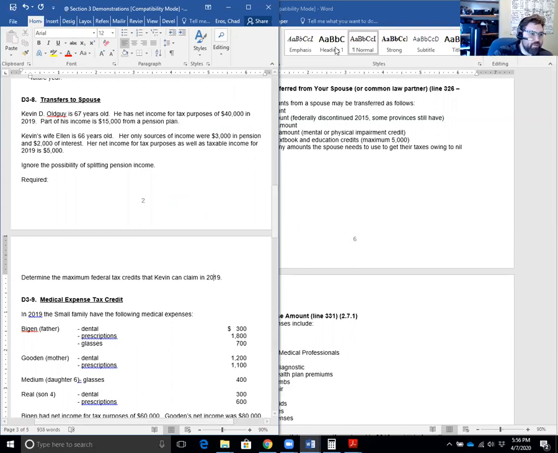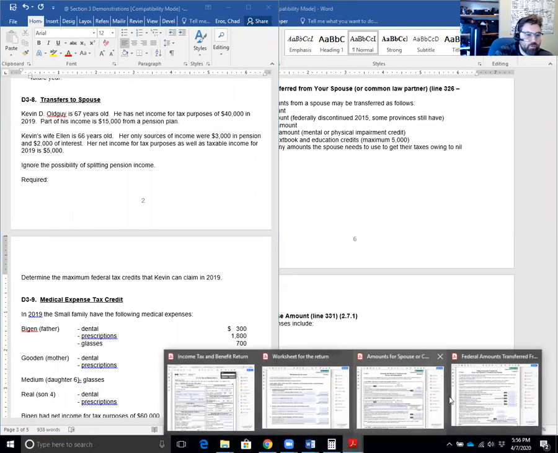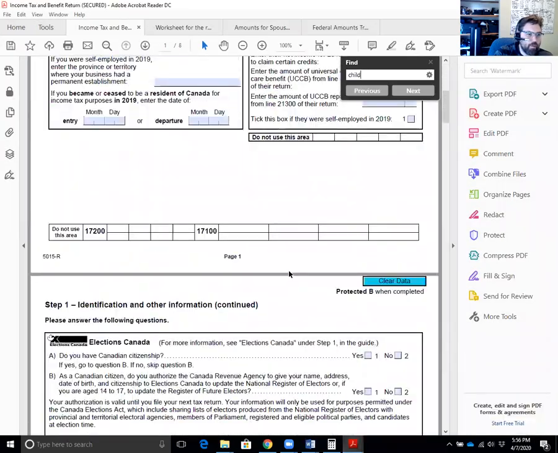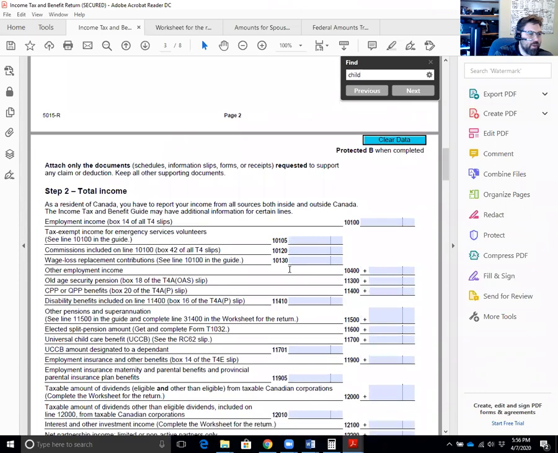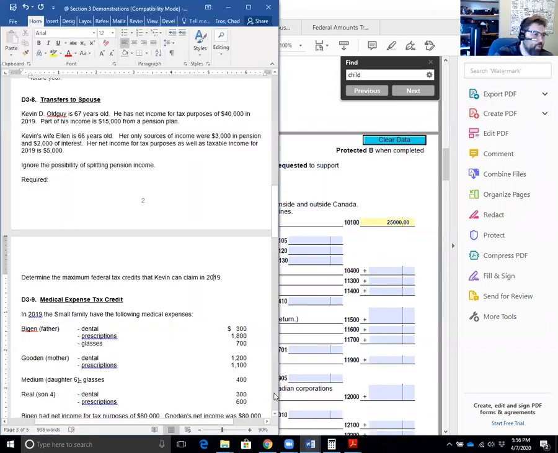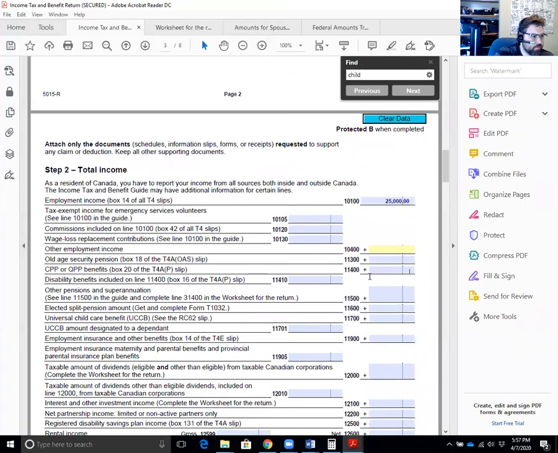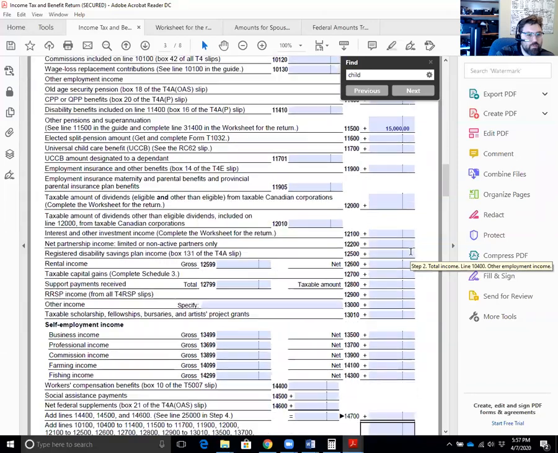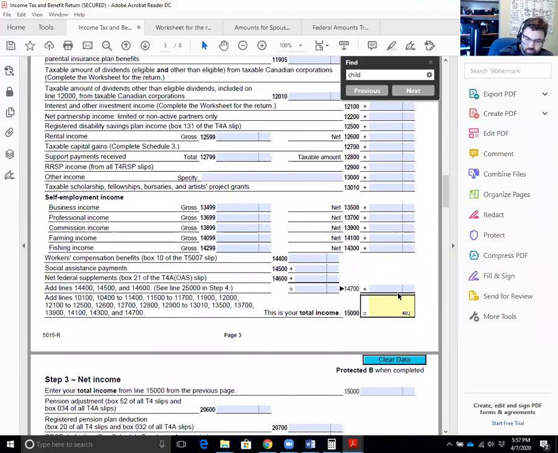Well, why don't we just put into the tax return what we already know? I'm going to put in $25,000 of income. We're just going to call it employment income. We've got $15,000 from a pension, so I'm going to put that amount right there. Okay, so we've got $40,000.